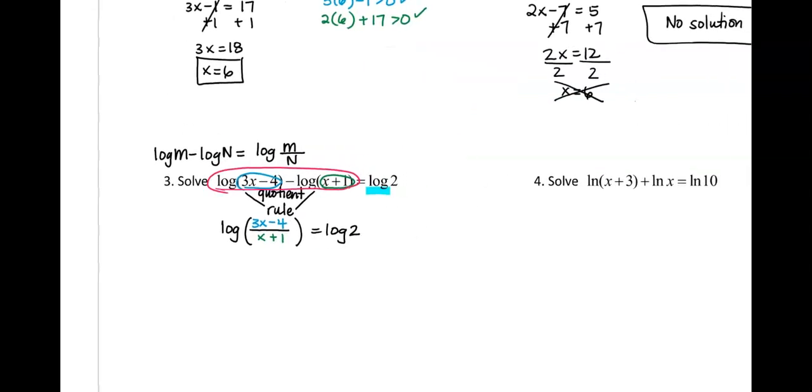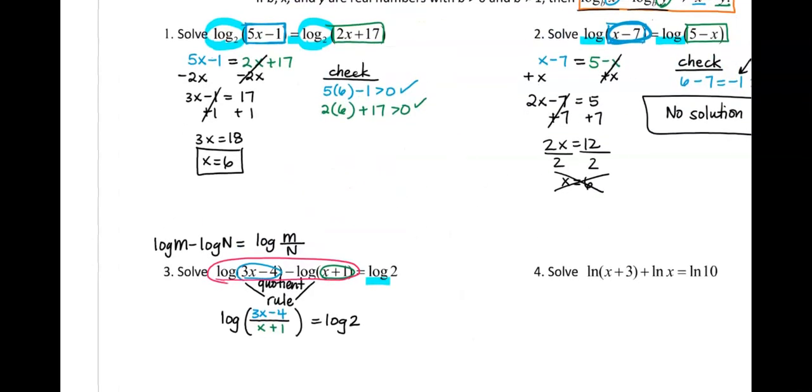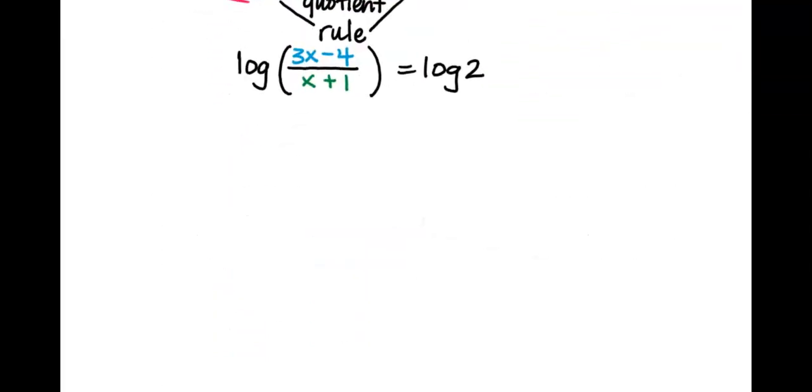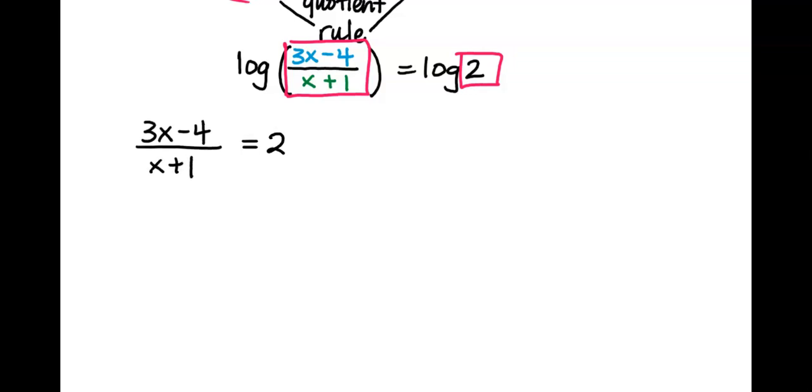And now we have something that looks more like example 1 and example 2, where we only have a single log on the left side of the equation and a single log on the right side of the equation. So now we are ready to apply the logarithmic one-to-one property that says that the inside of that logarithm must be equal to the inside of the logarithm on the other side of the equation. So we are essentially now dropping the logarithms and setting the insides equal.